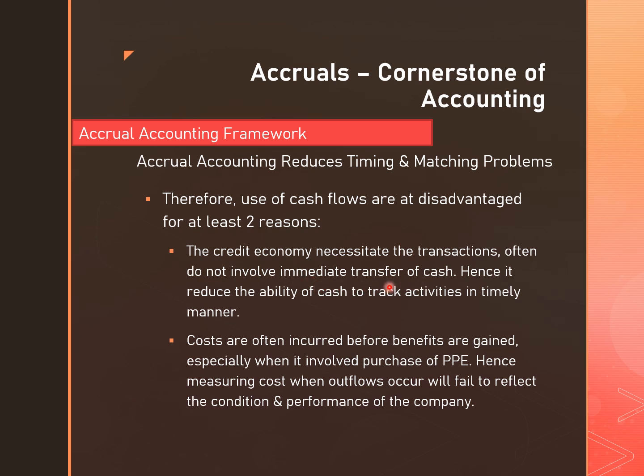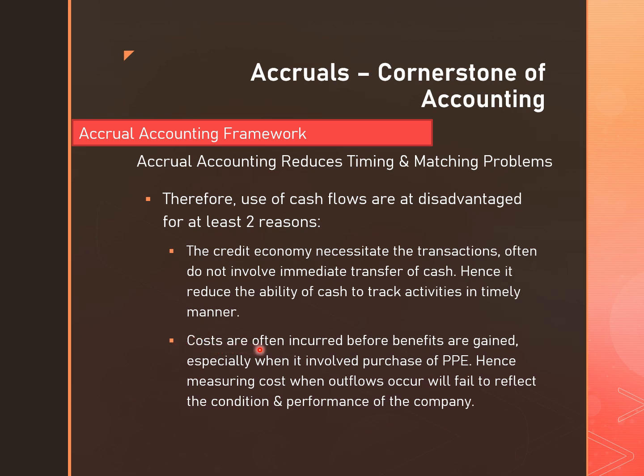Okay, biasanya kita business dia deal on credit. So dia tak ada involve cash immediately selepas pembelian berlaku. Mungkin dia ada term of sales, credit sales like 40 to 60 days. So when you use cash, it reduces the ability to track activities in a timely manner.